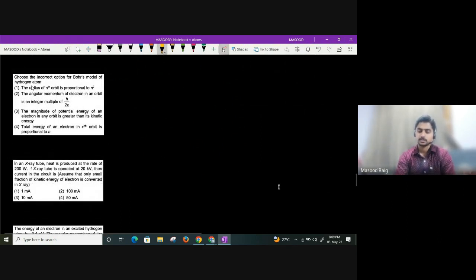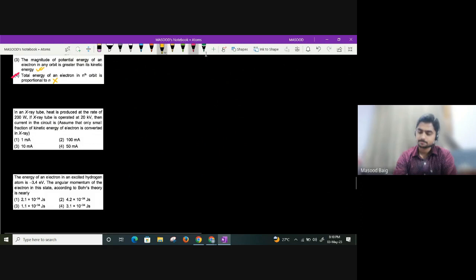Next case, if you see, choose the incorrect option for Bohr's model of the hydrogen atom. Radius of nth orbit is proportional to n square. Yes, it is correct. Angular momentum of electron in orbit is an integral multiple of h by 2 pi. Yes, it is correct. The magnitude of potential energy of an electron in any orbit is greater than its kinetic energy. Yes, it is also correct. Total energy of an electron in nth orbit is proportional to n. No, it is inversely proportional to n square, guys. So this would be our incorrect statement. Okay, yes or no?